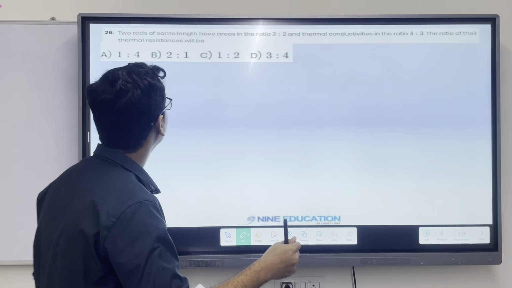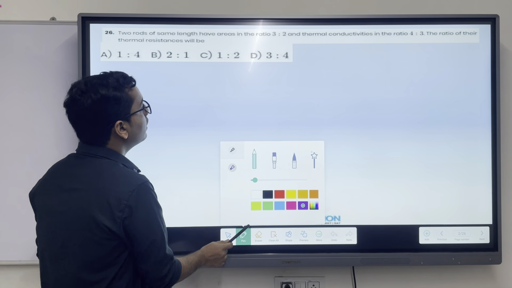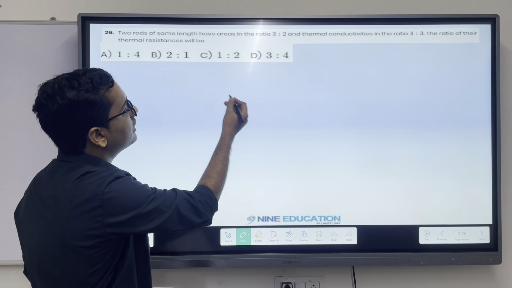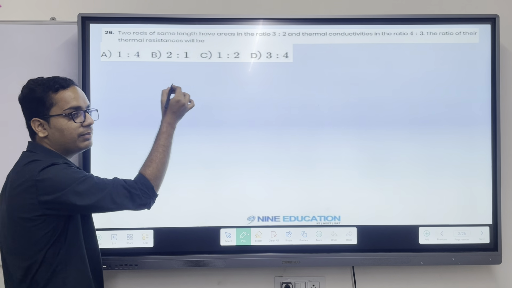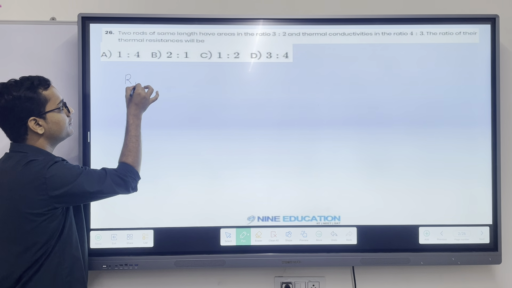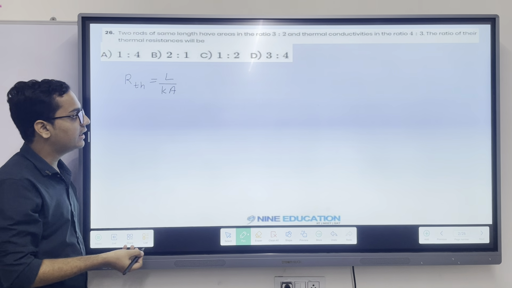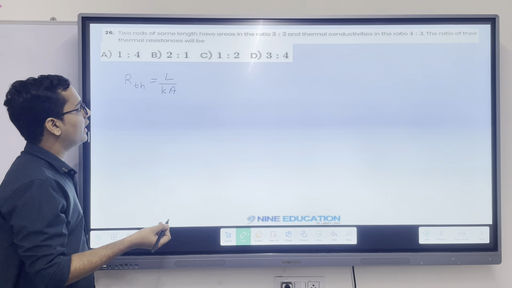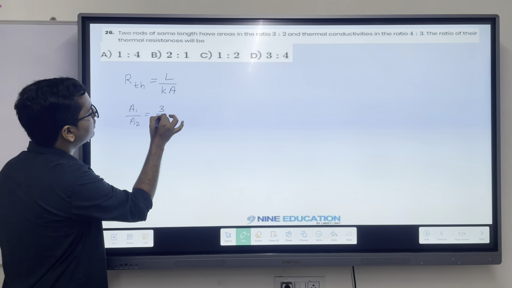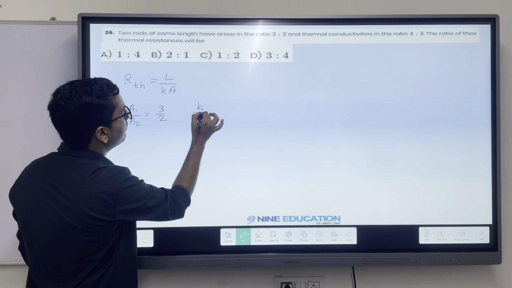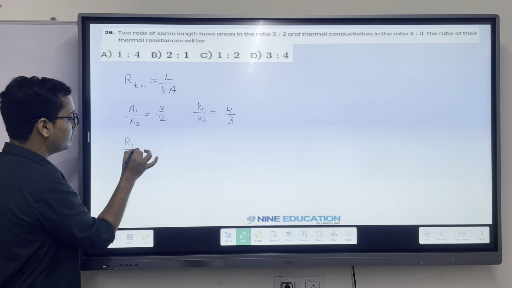Okay, so the first question says, two rods of the same length have their area in the ratio 3 is to 2 and thermal conductivity in the ratio 4 is to 3. The ratio of their thermal resistances will be? What is thermal resistance? R_TH is equal to L over KA. L is length, K is thermal conductivity, and A is area. So A1 by A2 is given as 3 is to 2, and K1 by K2 is given as 4 by 3.